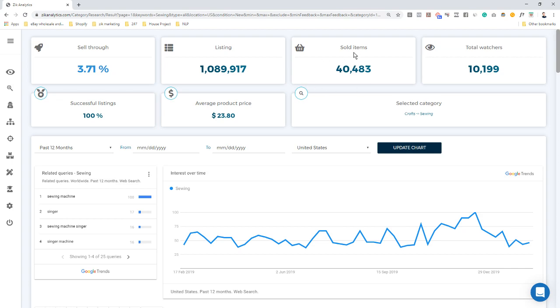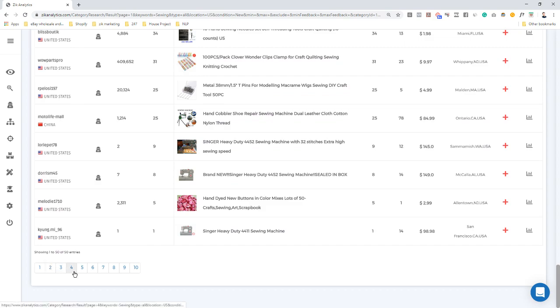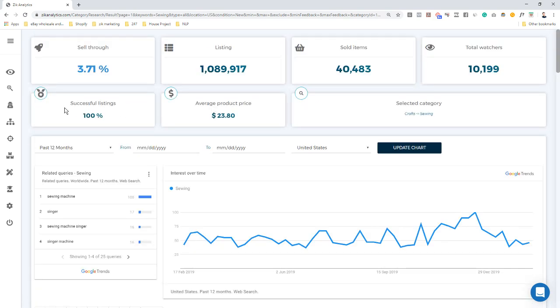This is the top 50 items in the category, and the watchers from the top 50 items. So lifetime, the top 50 items in the sewing subcategory generated 40,000 sales. Of course, you can always dig deeper and go to the second page, third page, fourth page, and so on. But when you do category research, you're not going to make a decision based on these stats. You have to remember this.